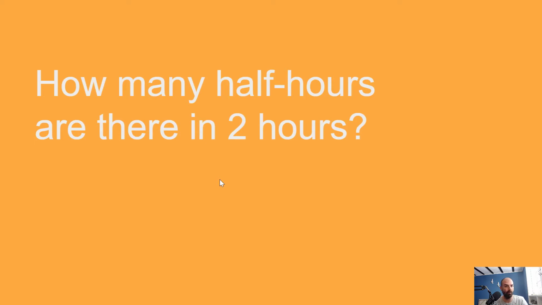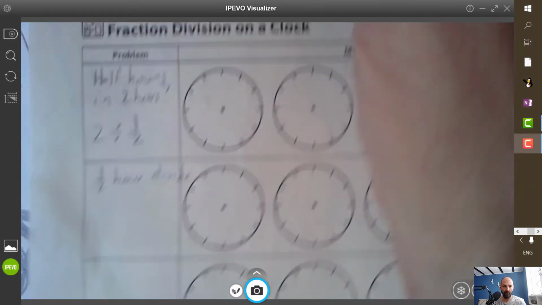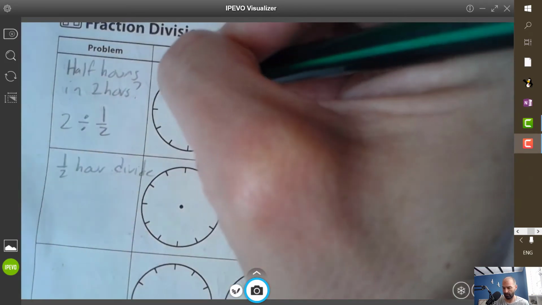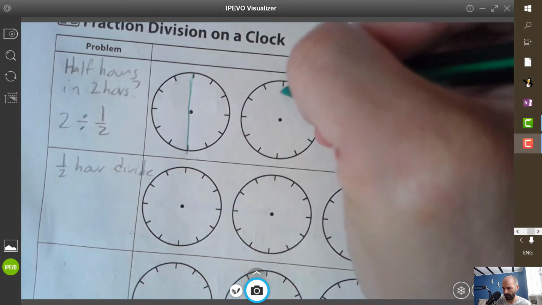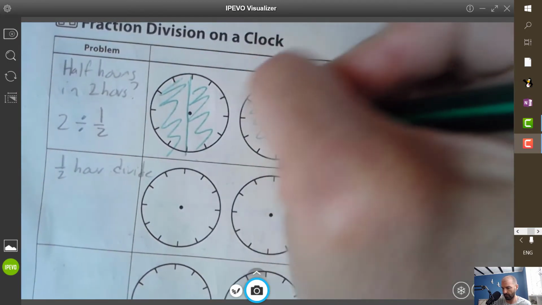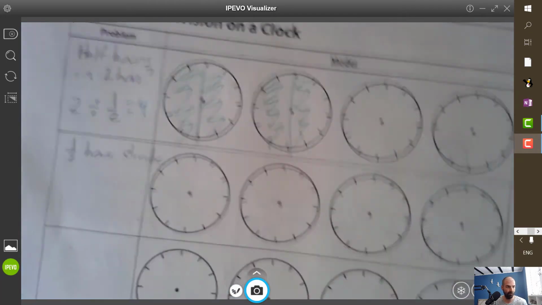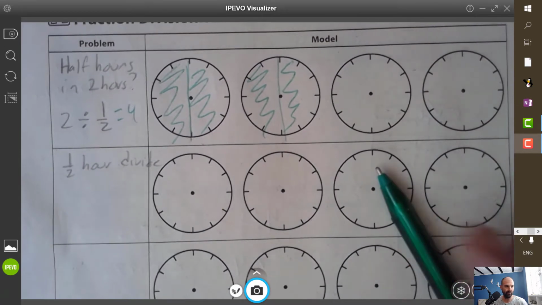So what is this problem? We're doing division. What is the problem that we're going to be looking at? Okay, it's 2 divided by 1/2 because we're looking at how many half hours are there in 2, or how many halves are there in 2 hours. All right, so we have 2 hours here, and then we have half hours. There's 1, 2, 3, 4. So 2 divided by 1/2 is going to give us 4, because there are 4 half hours in 2.